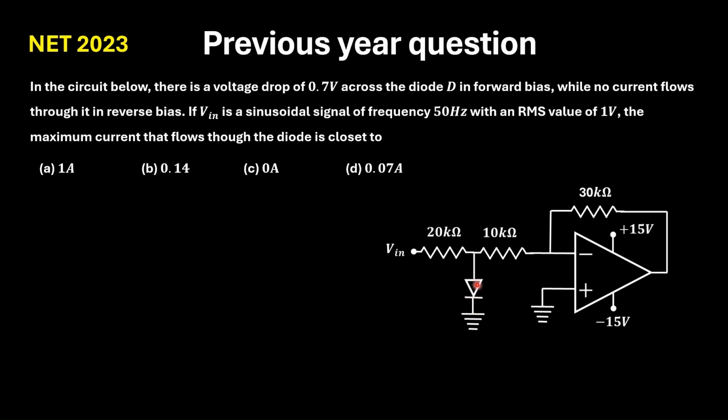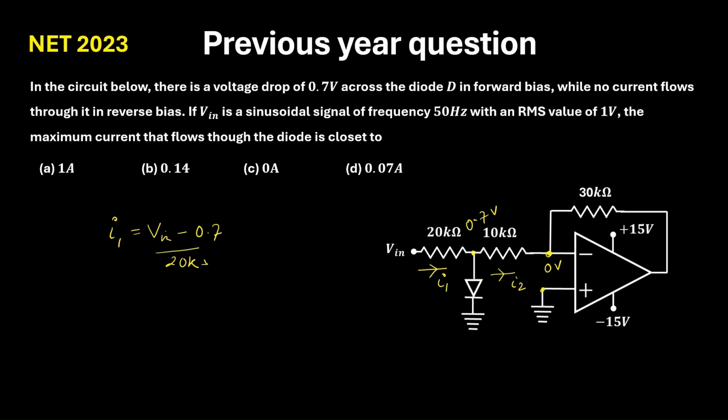Now, let us take an assumption that the diode is forward bias. So, the voltage at this point will be 0.7 volt, and the voltage at this point will be 0 volt by using the golden rule, which we have learned in the first video. So, if the current flowing here is I1 and the current flowing here is I2, I1 will be equal to V input minus 0.7 divided by 20 kilo ohm.